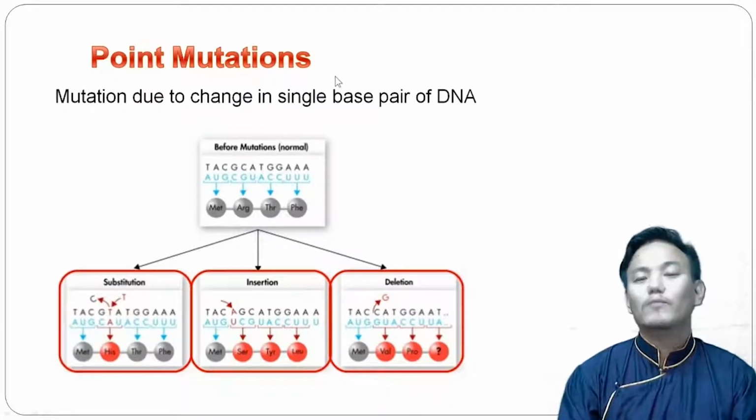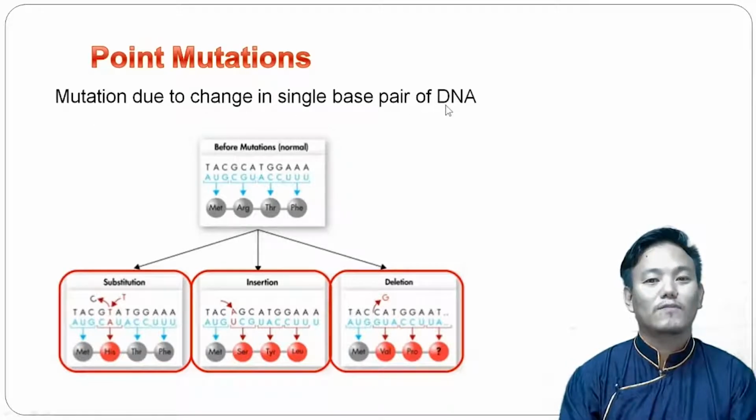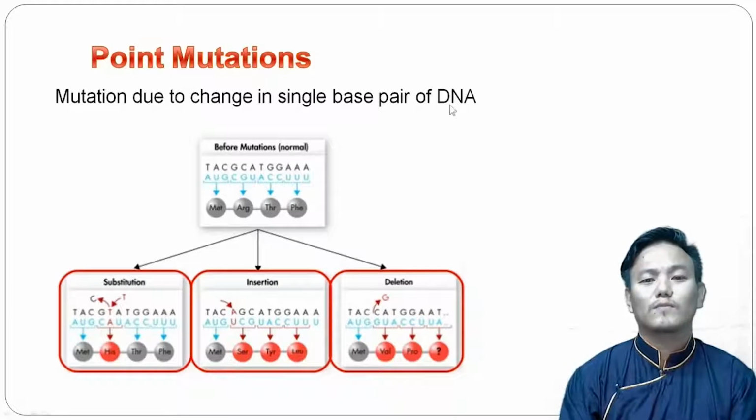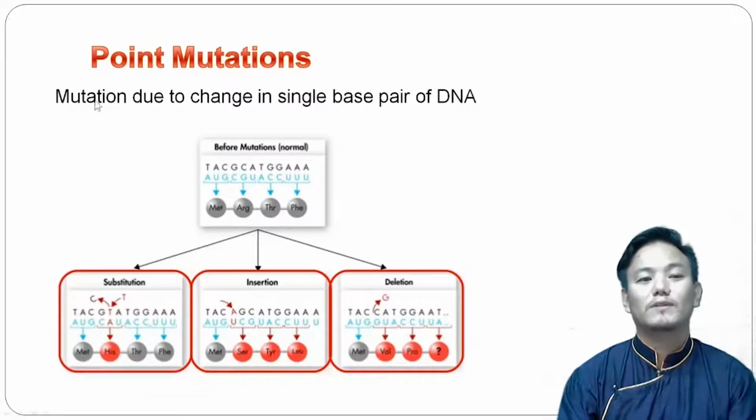So what are point mutations? Point mutations are the mutations due to a change in a single base pair of a DNA. DNA is a polynucleotide, and polynucleotides are formed by a base, a sugar, and a phosphate group. This we will study later on, so don't worry about this right now. DNA has got bases, and bases form base pairs. Now a mutation which happens due to a change in a single base pair is called a point mutation. The point mutations are of these three types. You have to remember that.